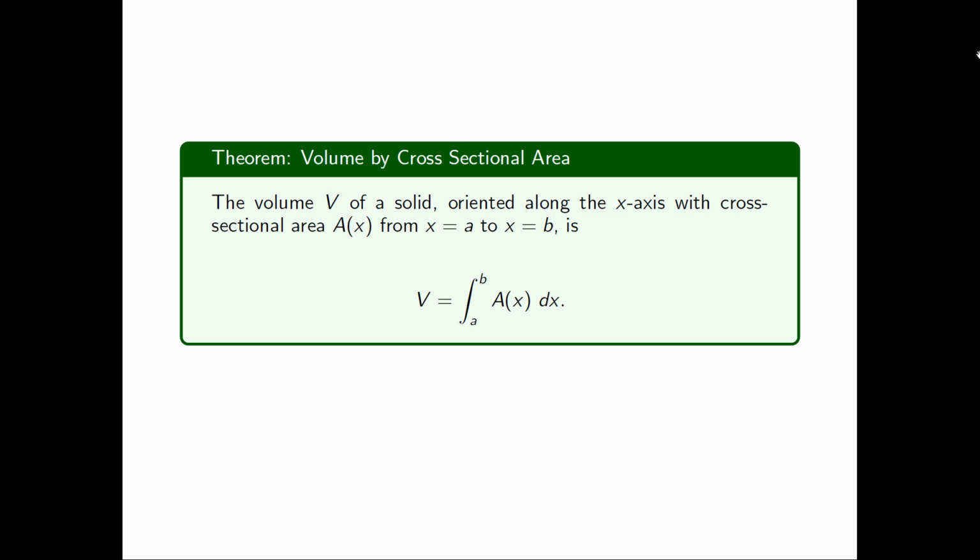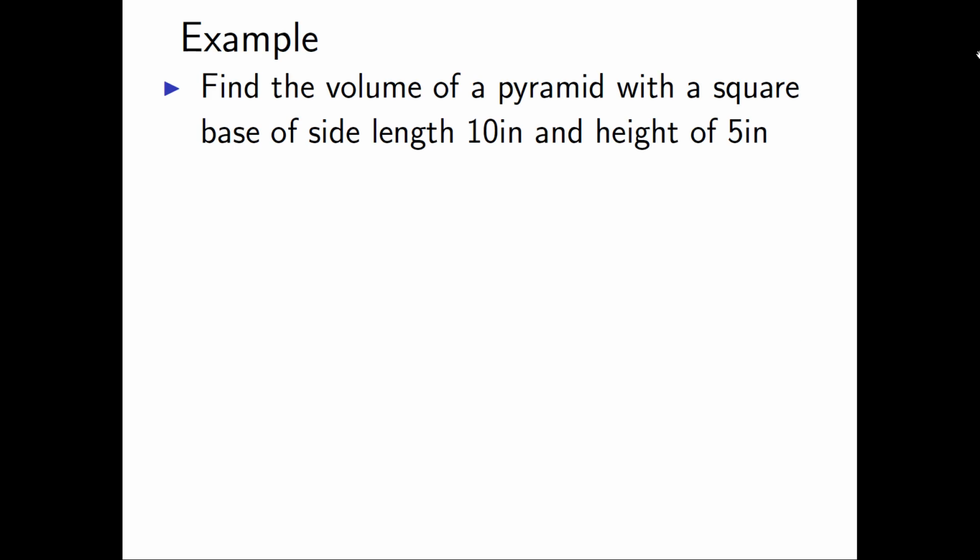So it's taking lots of little pieces and adding them together to find a volume, and we'll take an example of that. Suppose we want to find the volume of a pyramid. It's a nice simple shape. We'll assume it has a square base, each side of the square base is 10 inches, and the height of the pyramid is 5 inches.